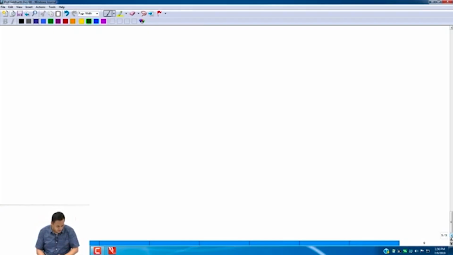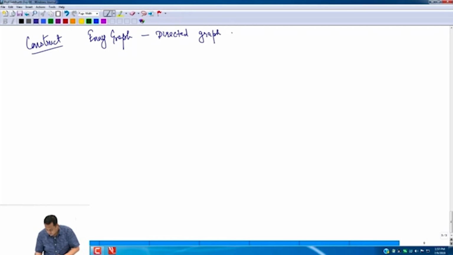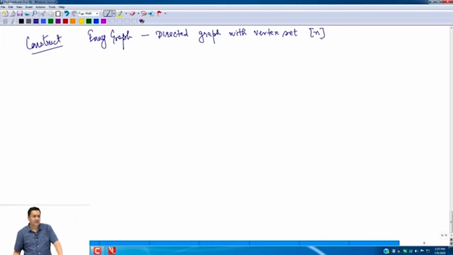So the construct we are looking at is this NV graph. This is a directed graph, with a vertex for every agent. So for every agent you put a vertex. It's simply the idea that you put all the agents in a room and ask them to point to the people whom they envy.